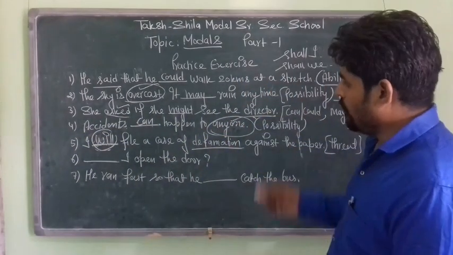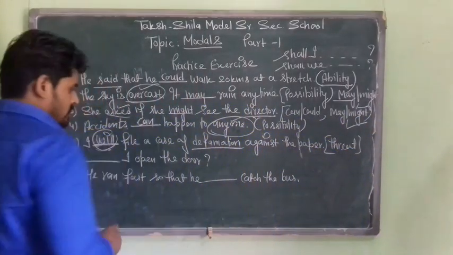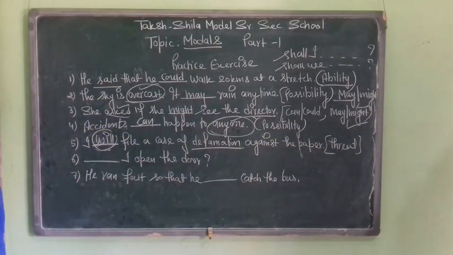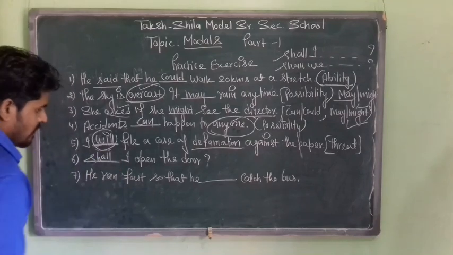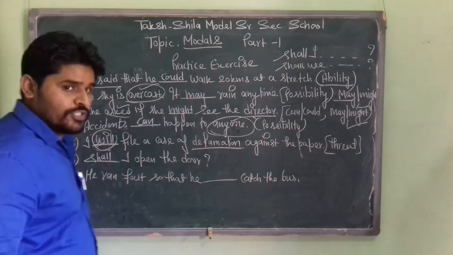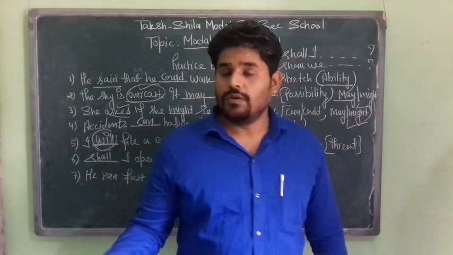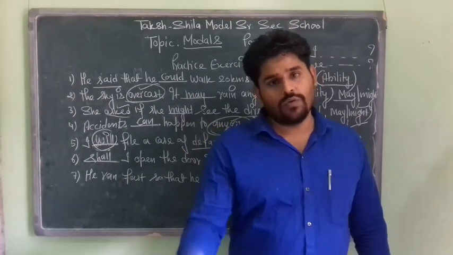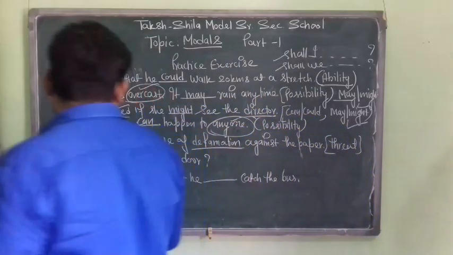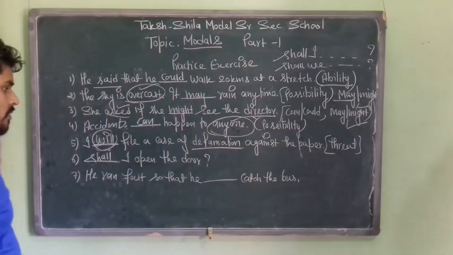So shall I open the door means I'm asking that person if that person wants me to open the door. Means I'm just asking for a suggestion from that person if he wants me to open the door. So shall I open the door? Shall we go out? Shall we go out is another example. Means I'm just asking for a suggestion if we should go out and enjoy ourselves. So here 6 says shall I open the door.